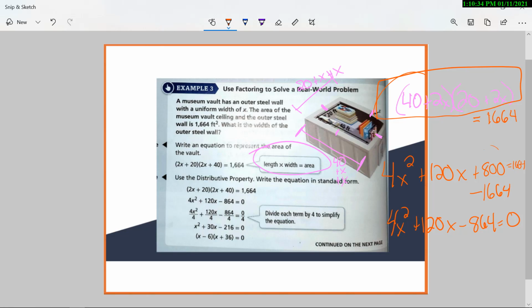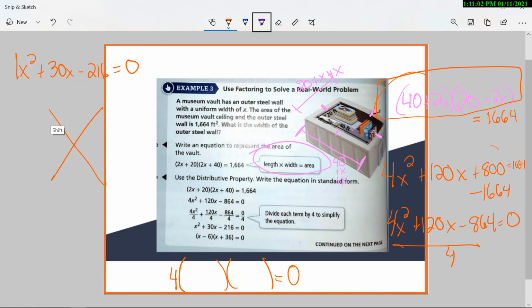Now we've got to factor it. So we're going to divide and factor out a 4. When we write our factoring answer, we have a 4 out front, and it will be equal to 0. When we divide that 4 out, we get x squared plus 30x minus 216. So we do our diamond problem. The coefficient of x squared is 1, so 1 times negative 216 is just negative 216. And our bottom number is the middle one, the b, 30.